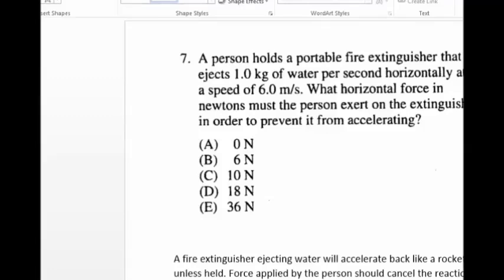So once the water moves out, by conservation of momentum, according to Newton's third law, the extinguisher also has to move backward if the water moves forward. So in order to prevent that, a force has to be applied. The forward force is 1 kilogram of water per second at a speed of 6 meters per second, so the force is 6 newtons. So the person has to apply a force of 6 newtons to cancel the backward force from the ejecting water.